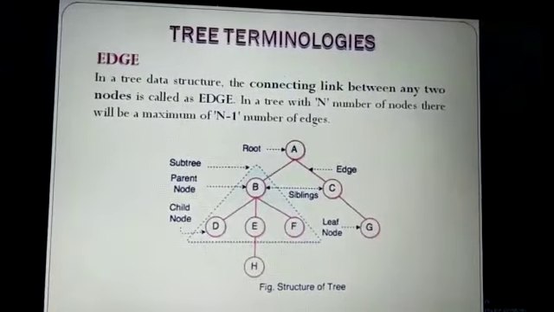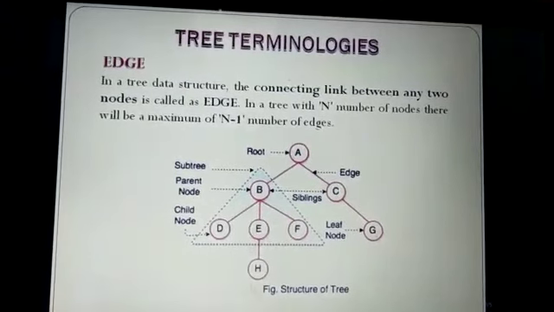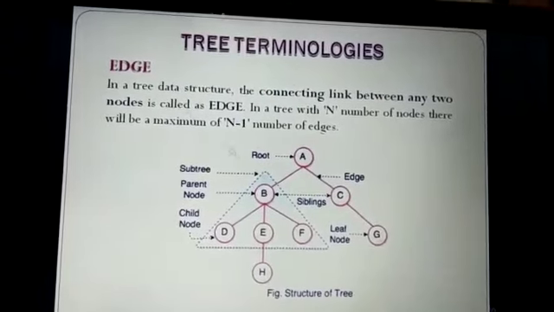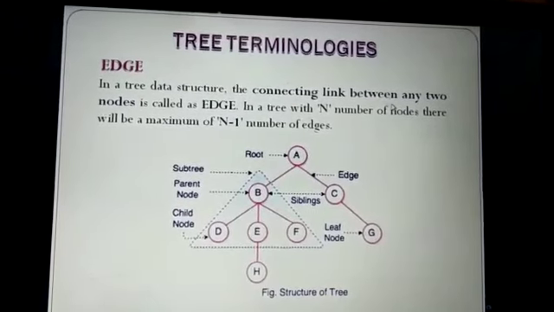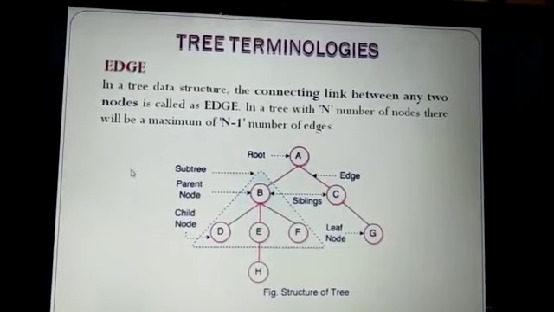So the n value is 8, and n minus 1, that is 7, edges are there. In a tree data structure, the connecting link between any two nodes is called an edge.